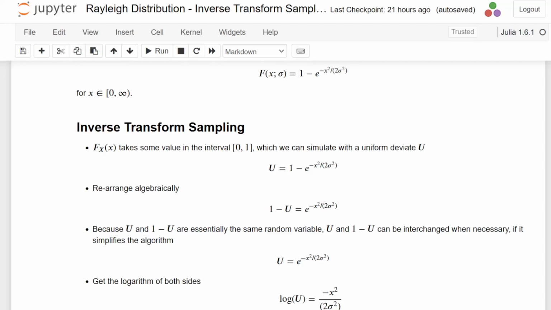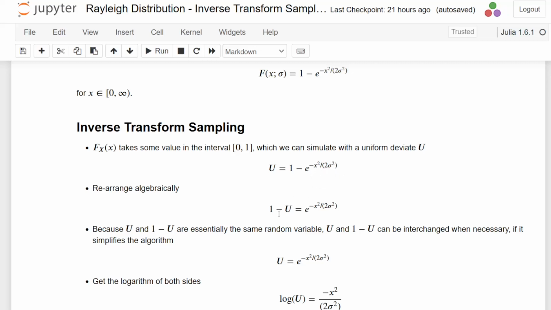We're going to use inverse transform sampling. So the cumulative distribution function takes some value in the interval 0 to 1, and we can simulate that with a uniform deviate u. So u is a randomly generated uniform random variable, and it takes some value 0 to 1. We're going to take that as our starting point and let it equal the expression for the cumulative distribution function: 1 minus e to the minus x squared divided by 2 sigma squared.